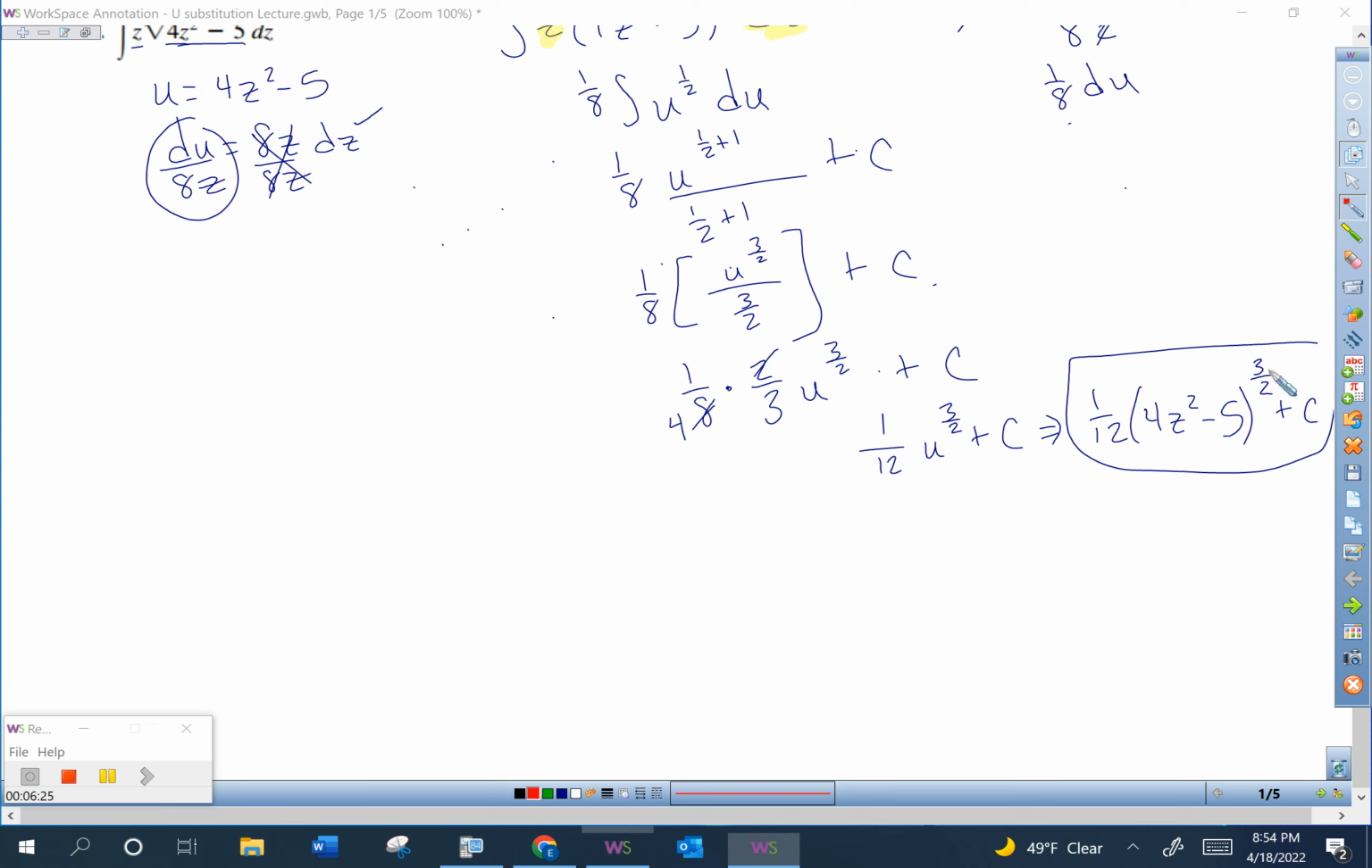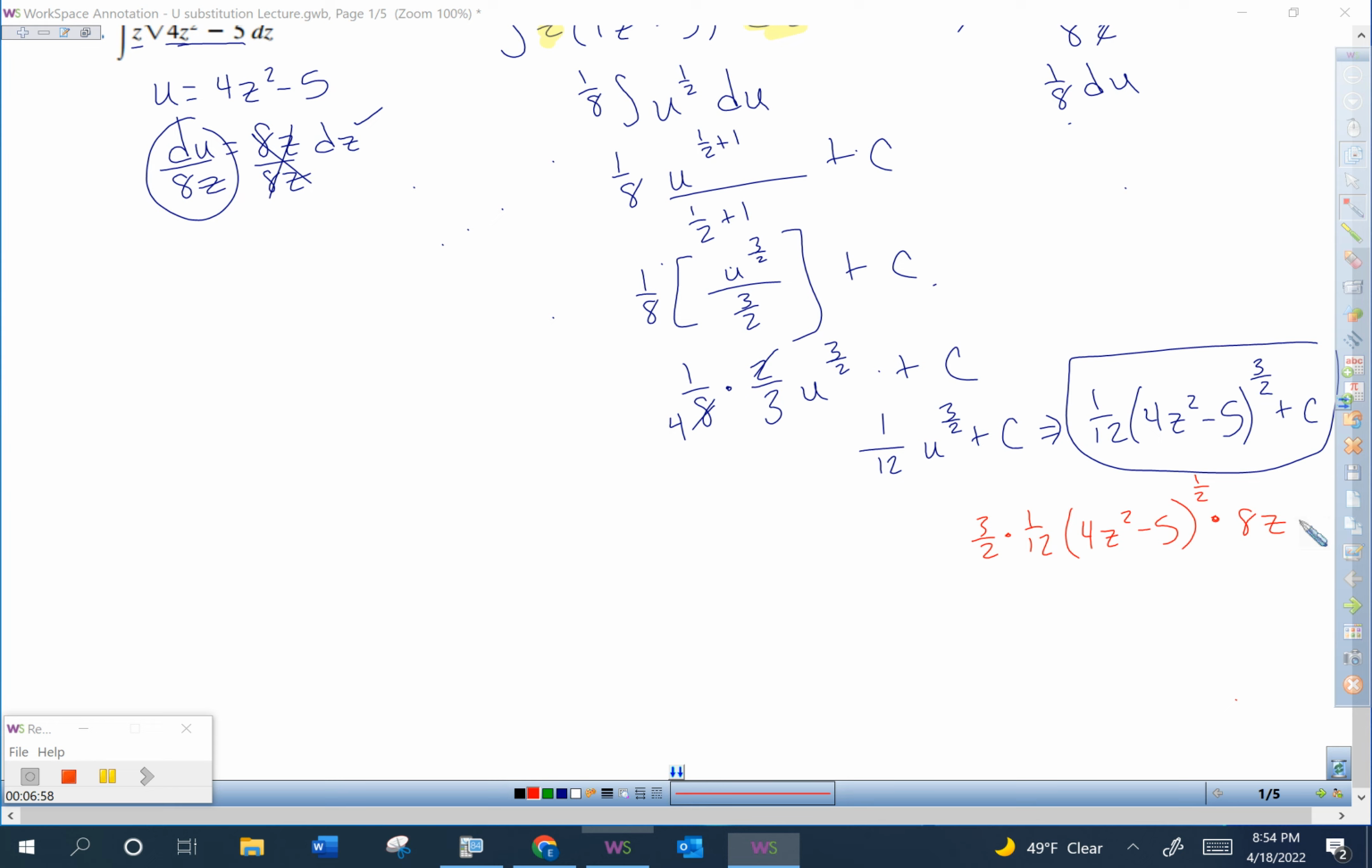Okay, so if we're working back through our derivative, that would look like 3/2 times 1/12, and our 4z squared minus 5, decreasing that power by 1, would look like 1/2. And then it's chain rule because we've got some things inside here other than just z. So the derivative of the inside would be 8z, and then we simplify.